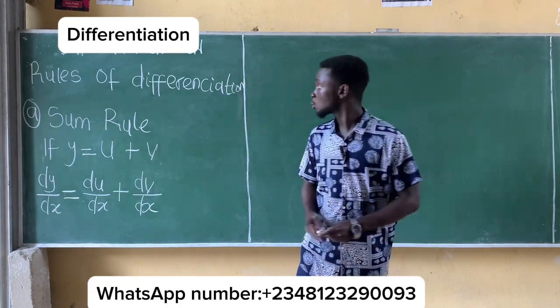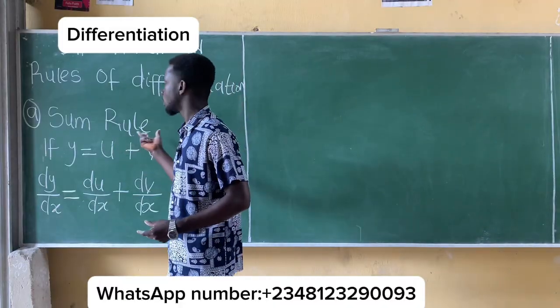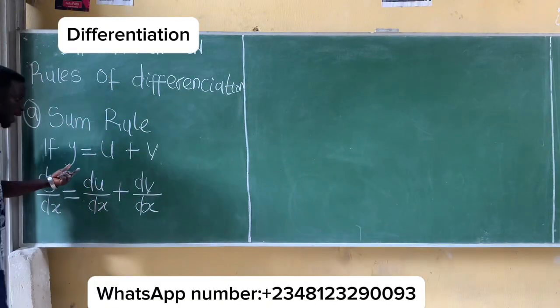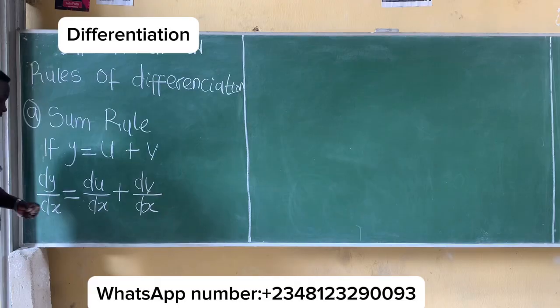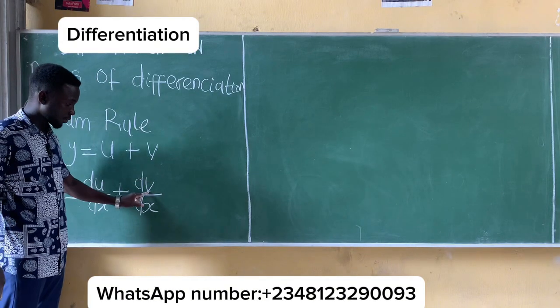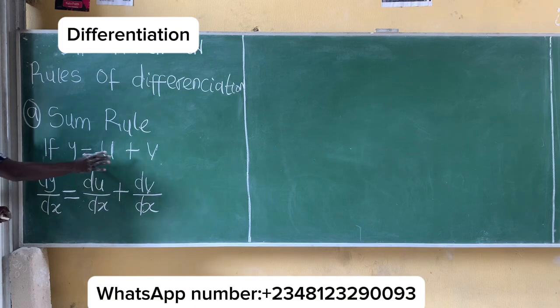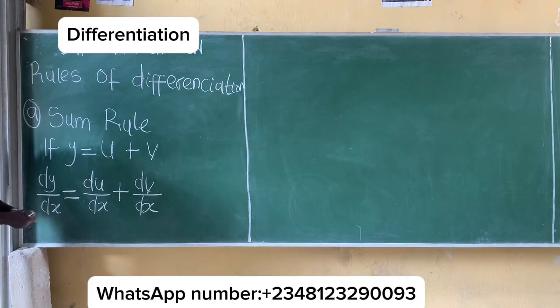In today's class, we'll be looking at the rules of differentiation. I'm going to start with the sum rule. The sum rule says that if y is equal to u plus v, what is dy/dx? So dy/dx becomes du/dx plus dv/dx. That's just all about the sum rule. If y is equal to u plus v, dy/dx is equal to du/dx plus dv/dx. Now let's see how they got this formula.